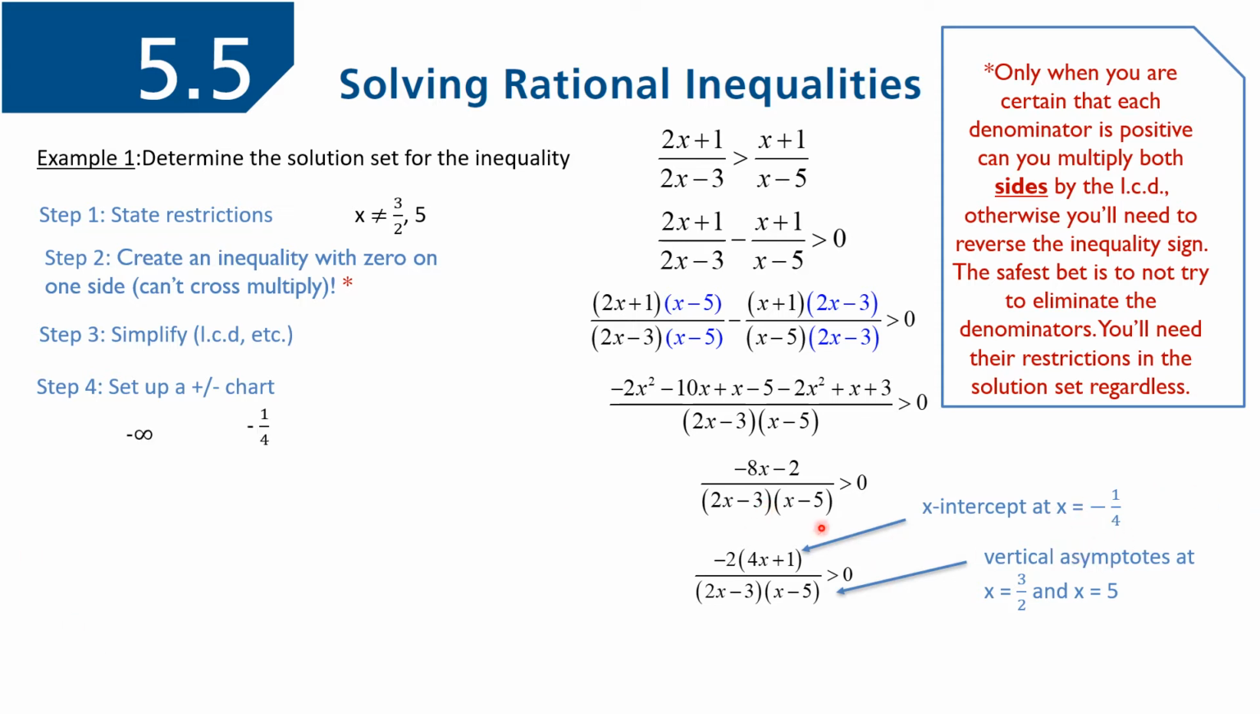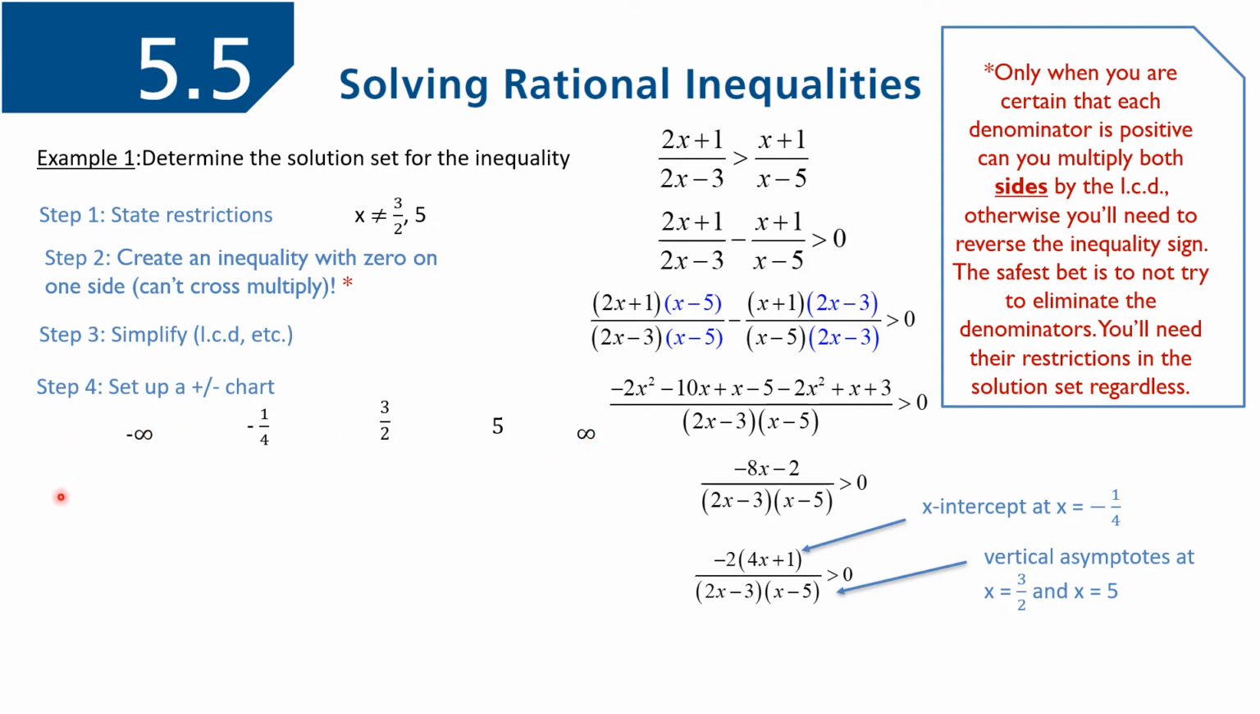I want to put them across the top of my chart. So they're my important numbers, and I'm going from negative infinity to positive infinity. So think of this as kind of a number line. Everything's in order. Negative infinity, negative a quarter, all these are in order, low to high. So these are my important x values.